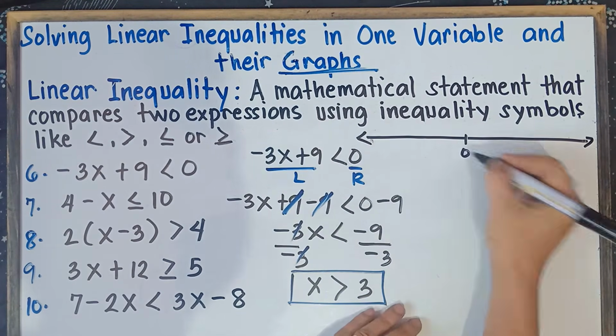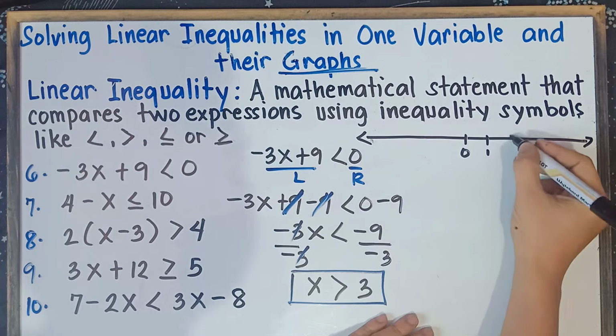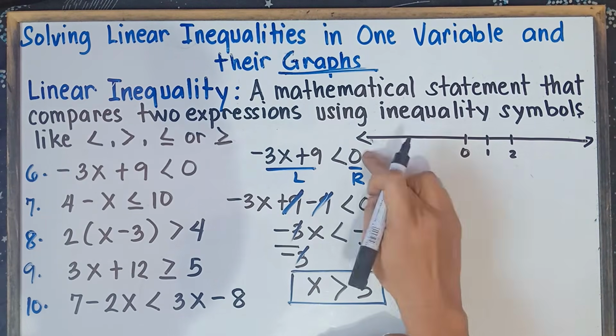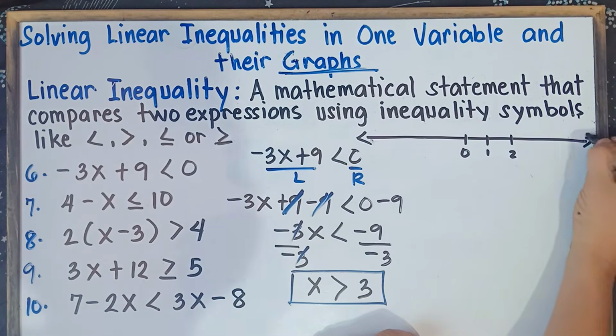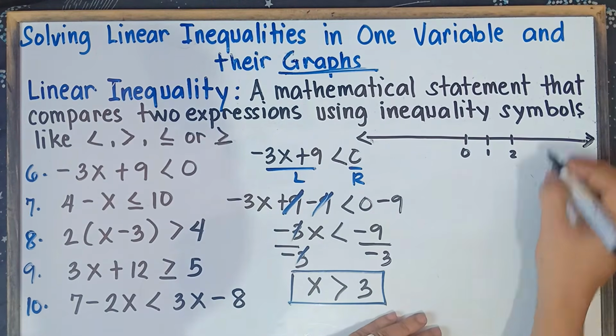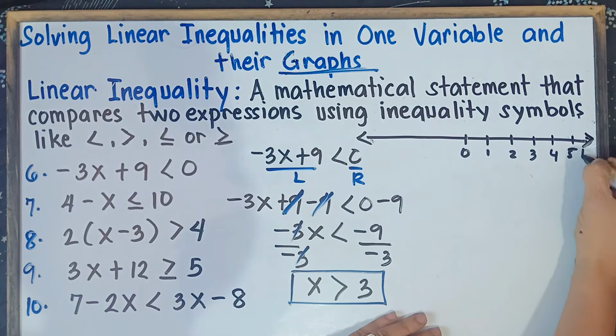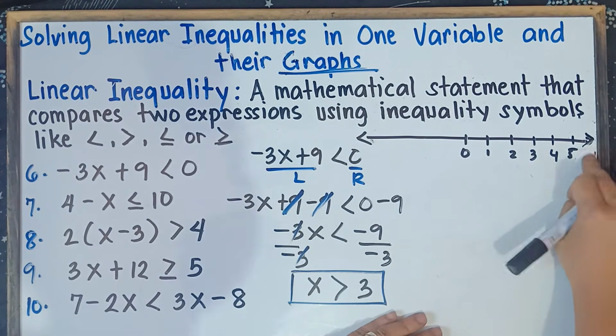Alright, so 0 at the center part. So we have 1 and then 2. Class, you can adjust the number line because you have an arrow, it means infinity. So we have 3 and then 4 and then 5 up to positive infinity.